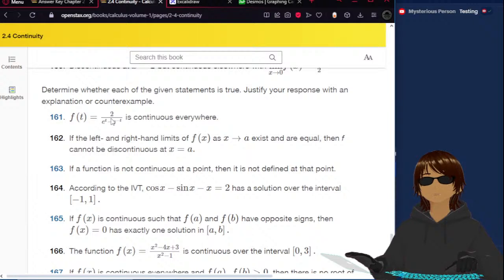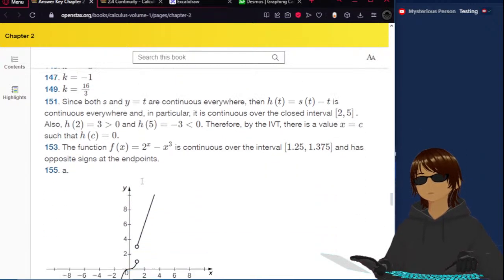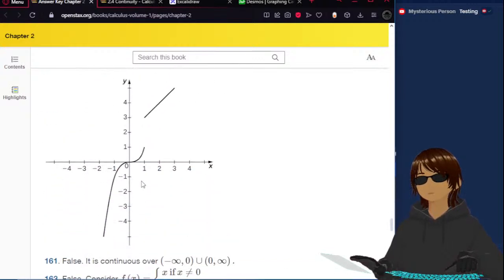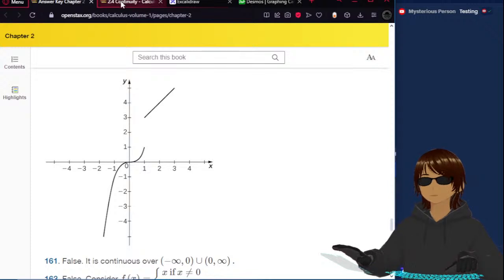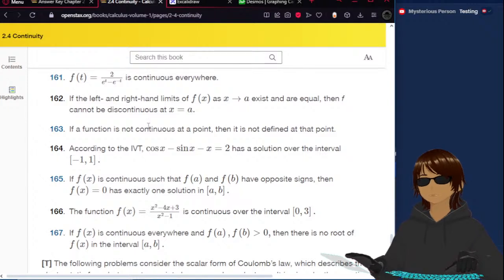Okay, 161. This is continuous everywhere. No, not at t is equal to 0. This is false. It could be defined, but the limits are different.